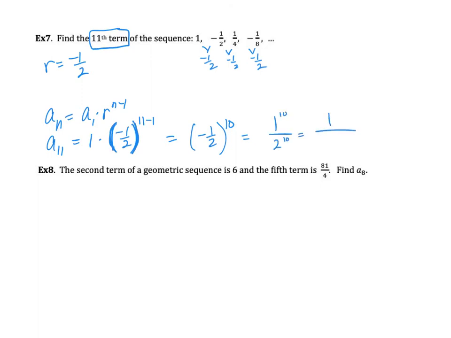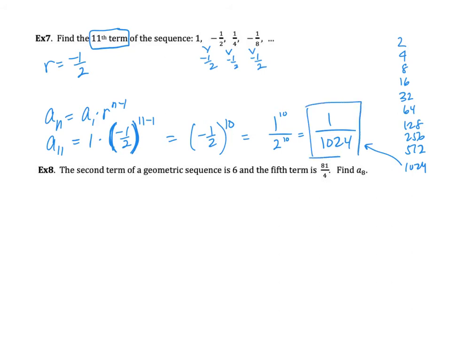Well, 1 to the 10th power is 1, and 2 to the 10th power you can count on your fingers, right? You go 2, then 4, then 8, then 16, 32, 64, 128, 256, 512, and then finally the 10th power, 1024. So your answer is 1 over 1024. I did not need a calculator to do that. My 2's are pretty easy. I'm doing them exponentially.